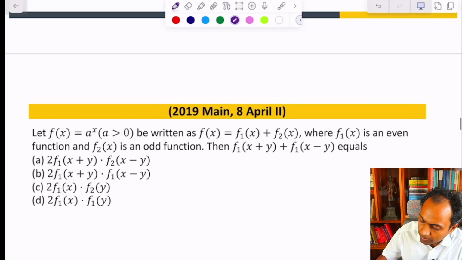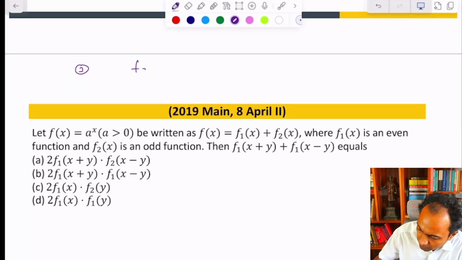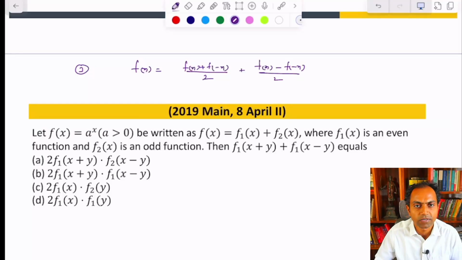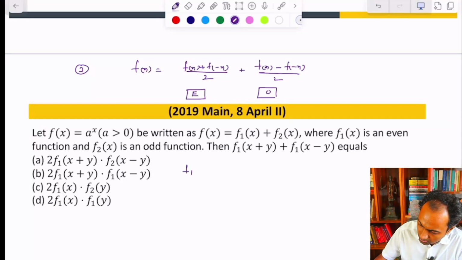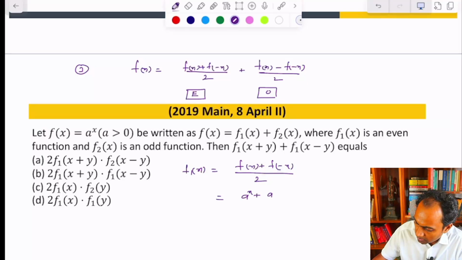So the third property goes like this. If you have a function f(x), you can write it as f of x plus f of minus x by 2, plus f of x minus f of minus x by 2. So if you add up, it becomes f(x), but then this first function that is written is even. The second function written is odd. Now they are calling in this case this first function f1(x). So here in this context, f1(x), if you know this underlying theory, would become f of x plus f of minus x by 2. So in this case it becomes a raised to the power x plus a raised to the power minus x, by 2.